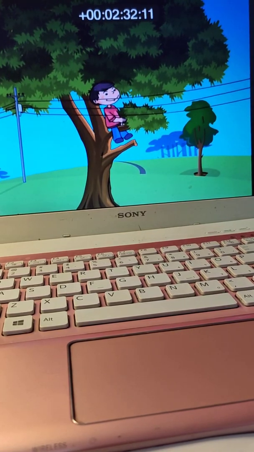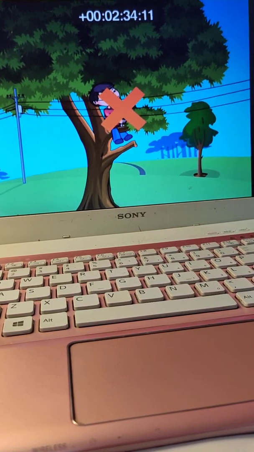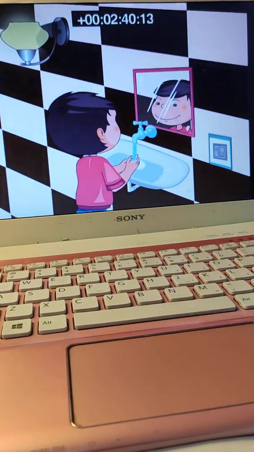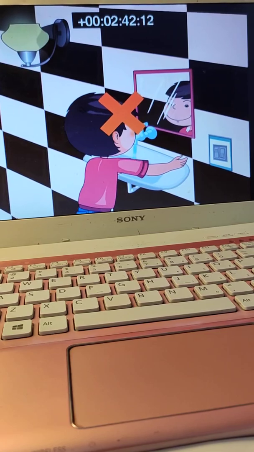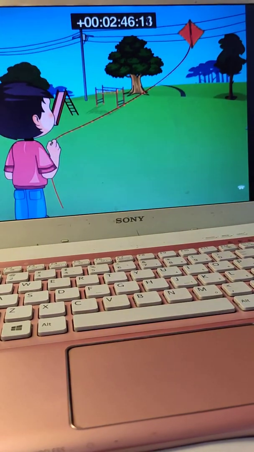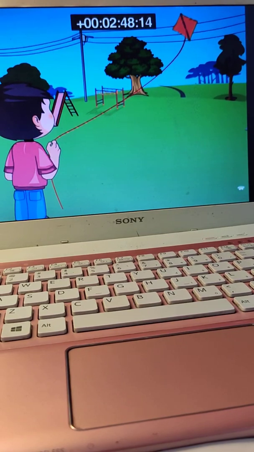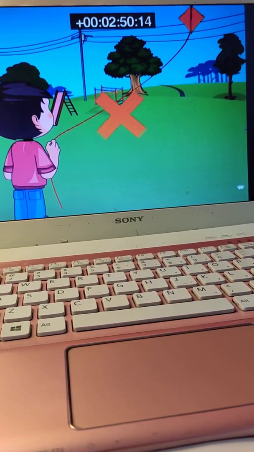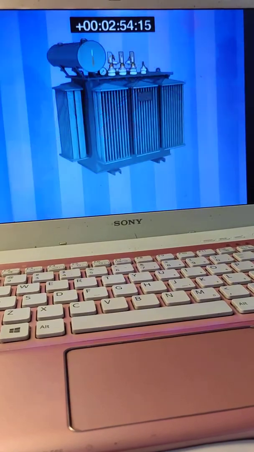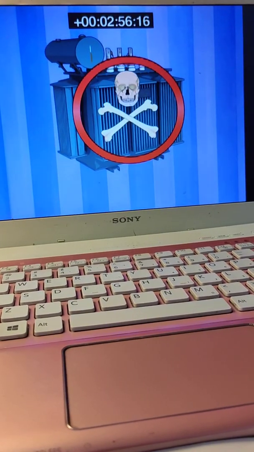Before you climb a tree, look up. If a power line is nearby or is touching the tree, then stay away. Never touch anything that runs on electricity when your hands are wet. Fly kites and model airplanes in wide open fields or parks, but never near overhead electrical wires. Stay away from substations and transformers.